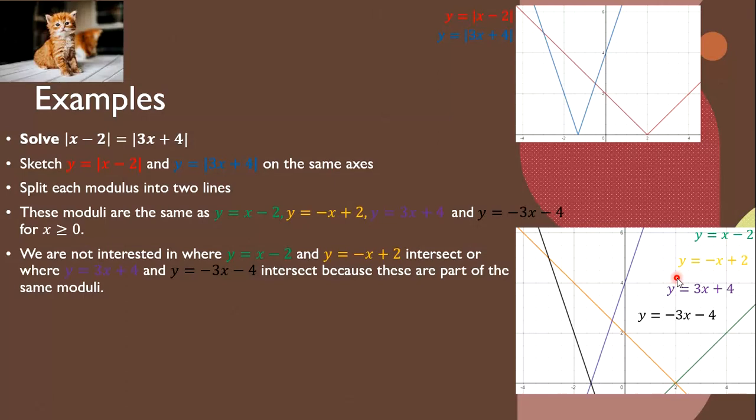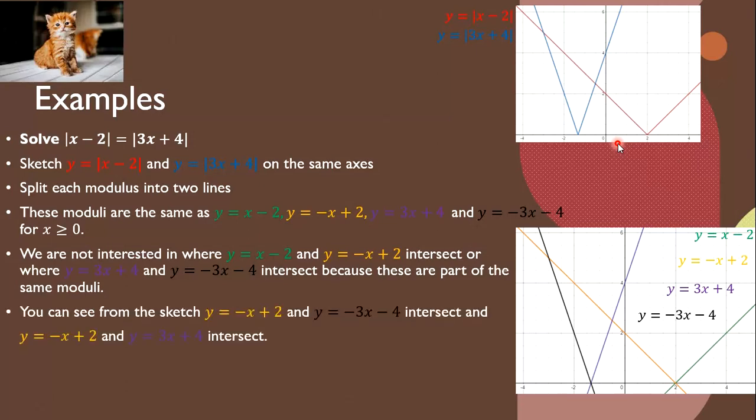We are not interested in where y equals x minus 2 and y equals minus x plus 2 intersect, because they're part of the same modulus. And we're also not interested in where y equals 3x plus 4 and where y equals minus 3x minus 4 intersect, for the same reason, they're part of the same modulus. We are interested in the other intersections, which are here between y equals minus 3x minus 4 and y equals minus x plus 2, and here between y equals minus x plus 2 and y equals 3x plus 4.